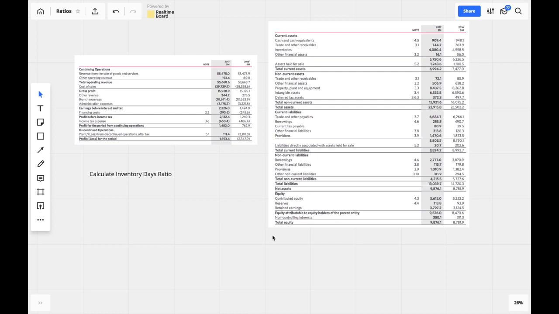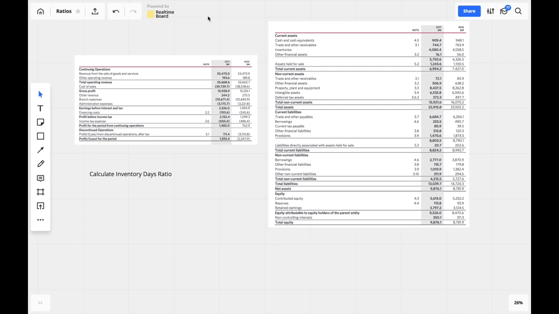Today we're going to be taking a real life example of calculating a ratio called the inventory days ratio. What the inventory days ratio does is tell you how many days you're turning over your inventory or stock within a period of time. And generally this is looked at over a 12-month period.